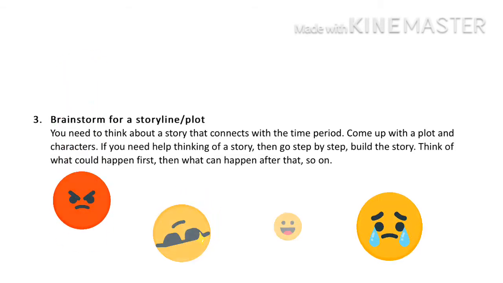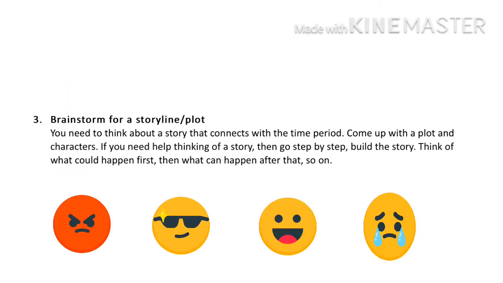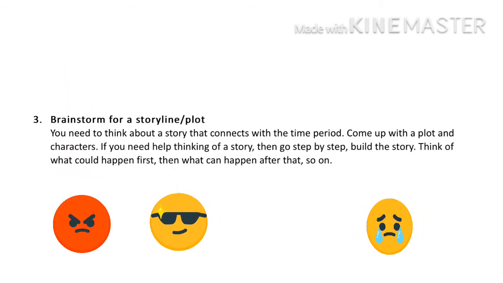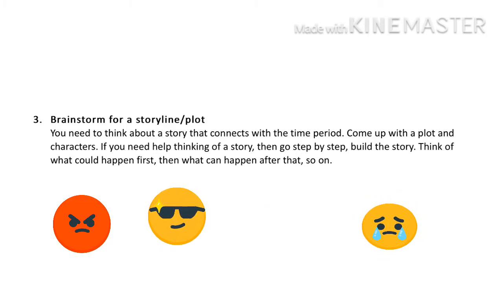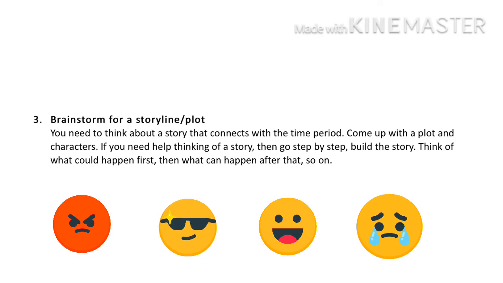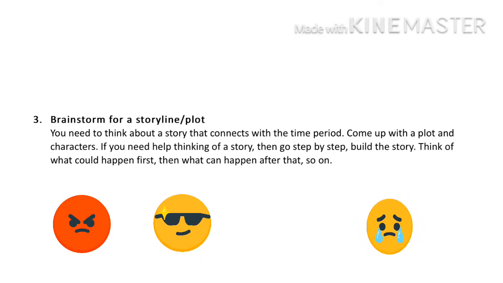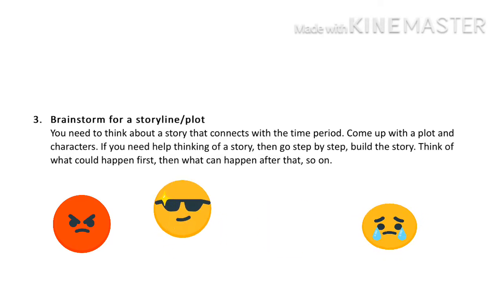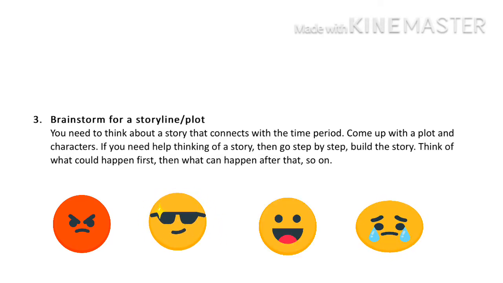Step 3. Brainstorm for a story and plot. You need to think about a story that connects with the time period. Come up with the plot and characters. If you need help thinking of a story, then go step by step, build the story. Think of what could happen first, then what can happen after that, and so on.